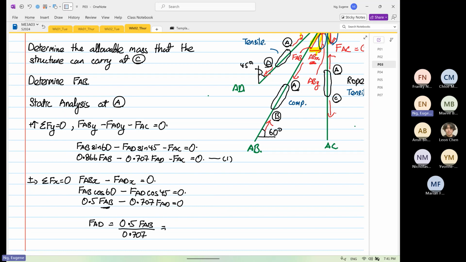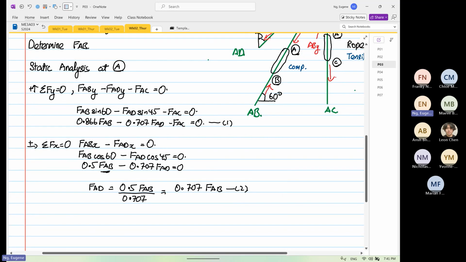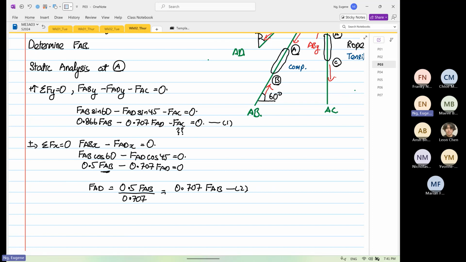So this is equal to 0.5. So it's 0.707 FAB. Okay, this is our equation 2. So from here, the critical thing is equation 1, FAC, is actually what we want to determine, because from FAC we can determine the load.